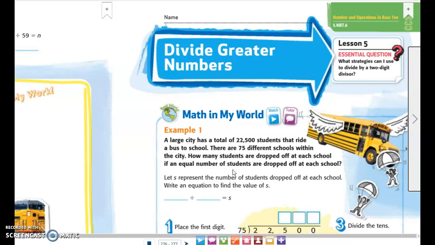Remember, when we divide, we are creating groups, okay? So because this is such a huge number, 22,500 students, we are going to find an estimation for our problem before we solve it, okay? So we're going to let S represent the number of students dropped off at each school. And let's write our equation, okay?